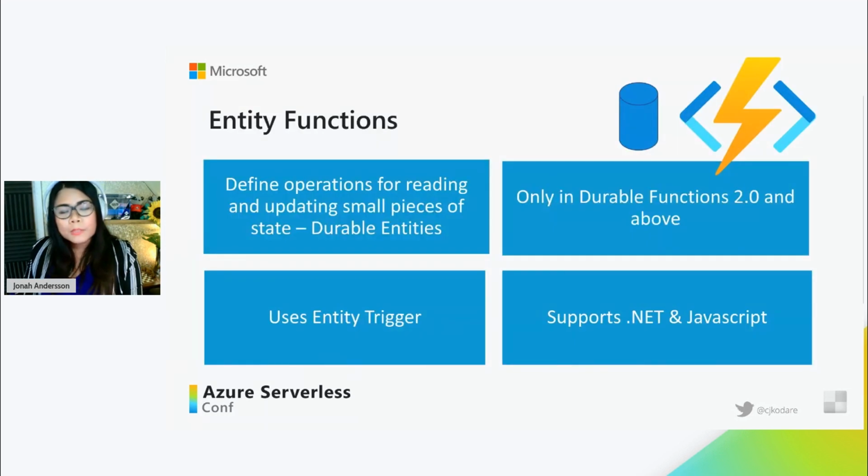And then next we have entity functions. Entity function types are used to define operations for updating small pieces of state, and they're also called durable entities. The difference between the other types and entity functions is that you need to use an entity trigger. It's supported from durable functions version 2 and above. And I think it supports .NET and JavaScript, and I think Python recently.